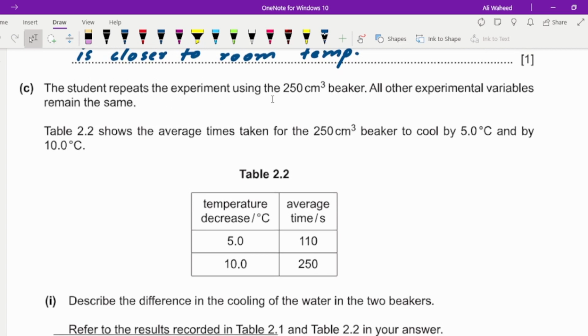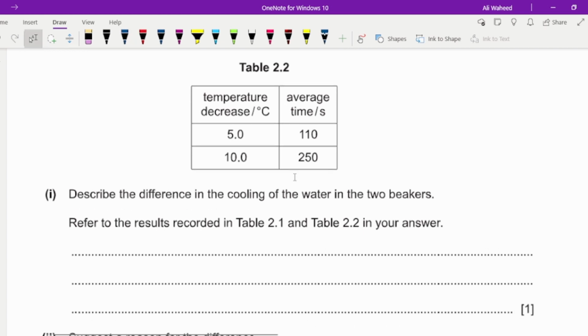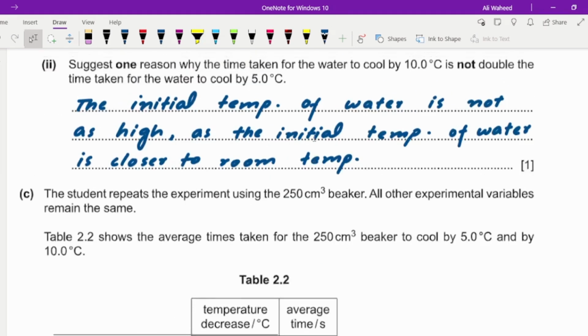The student repeats the experiment using a 250 cubic centimeter beaker. All the experiment variables are the same, and then he obtains the data that he plotted in the table. Describe the difference in the rate of cooling of the water in the two beakers. Refer to the results recorded in table 2.1 and table 2.2 in your answer. So in the first five, the temperature decreases by 5 Celsius in this case in 110 seconds.